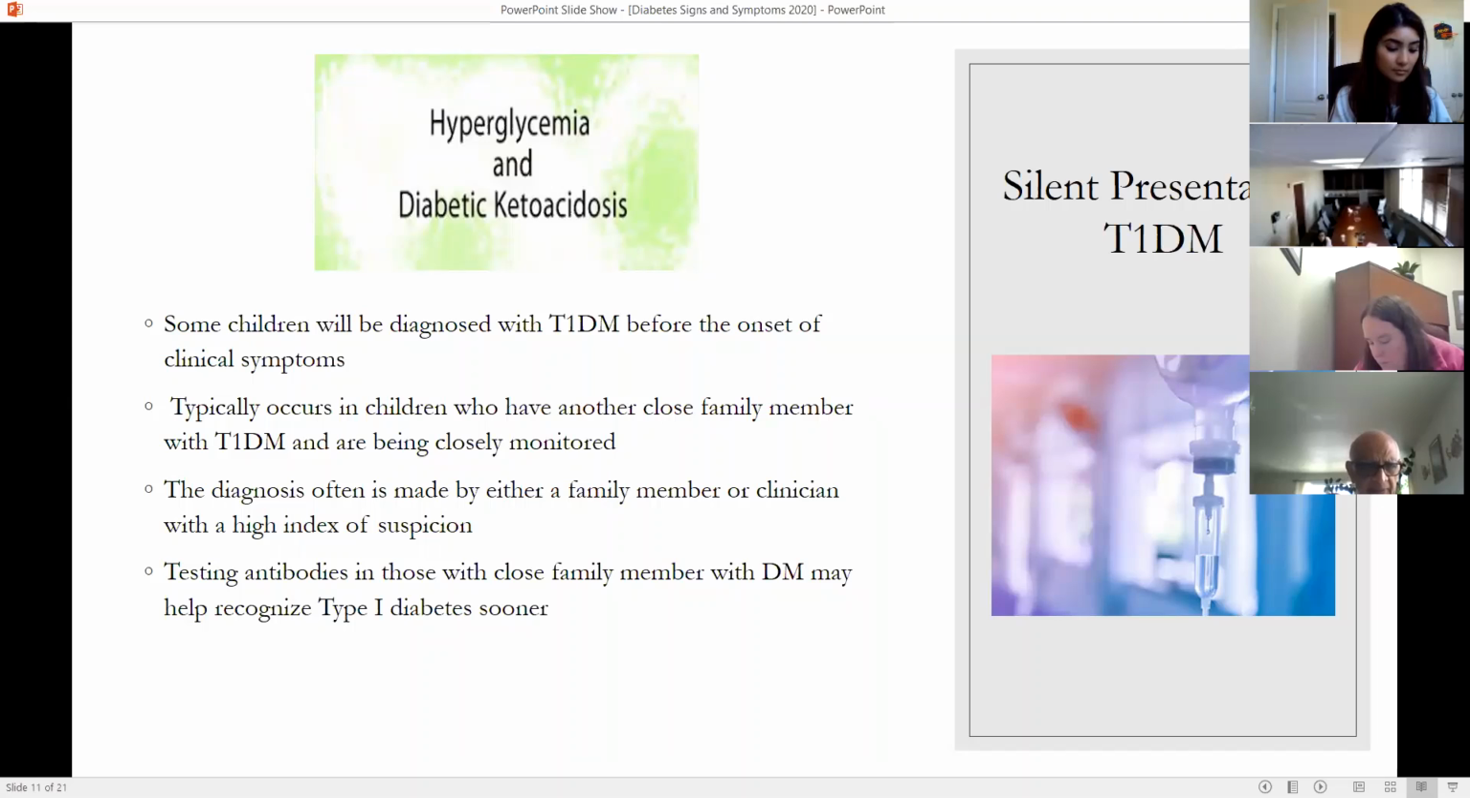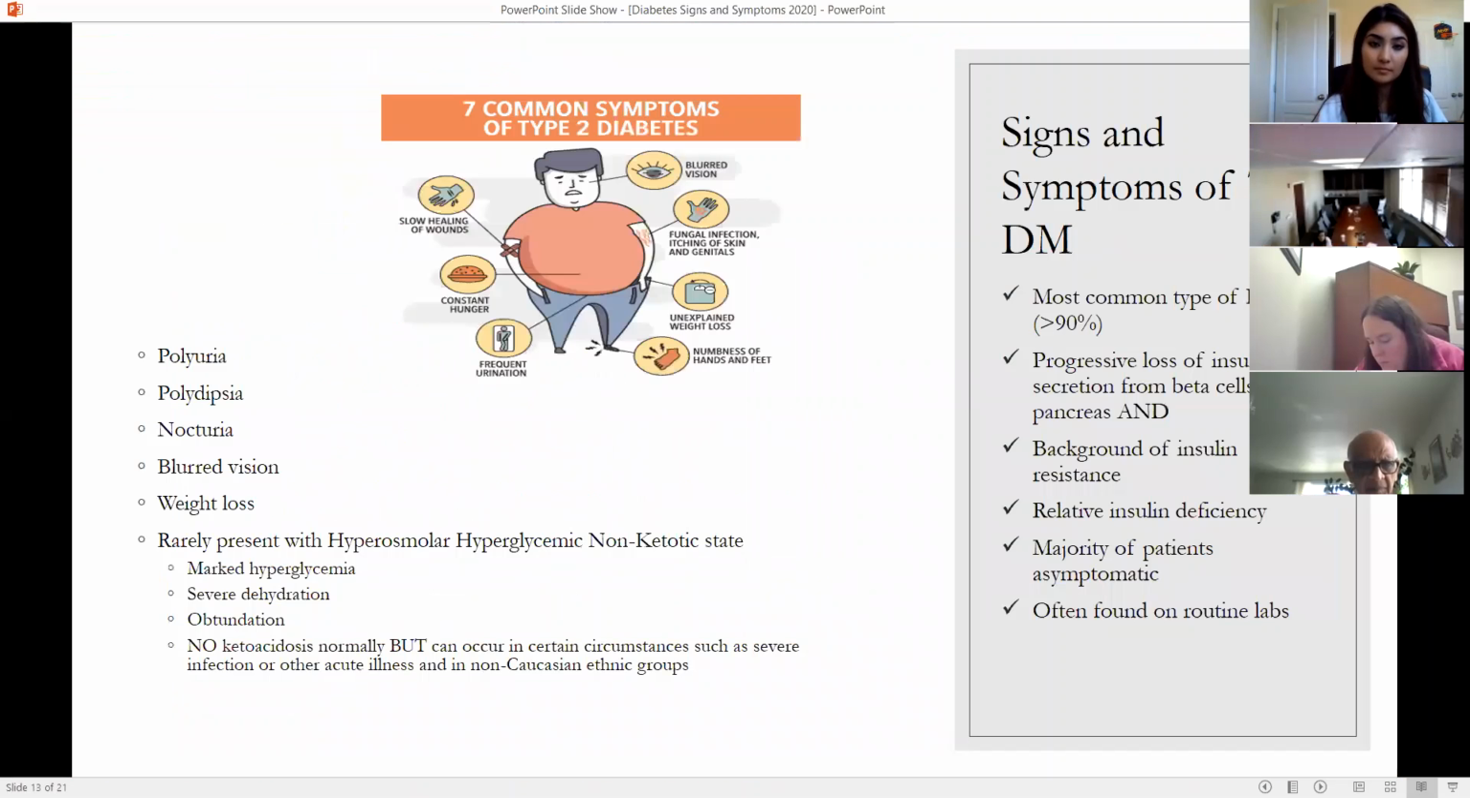So typically the people who are silently presenting usually have a close family member or maybe a healthcare provider who might check it before they actually present. Next slide. So type 2 diabetes, we're probably all more used to these presentations.